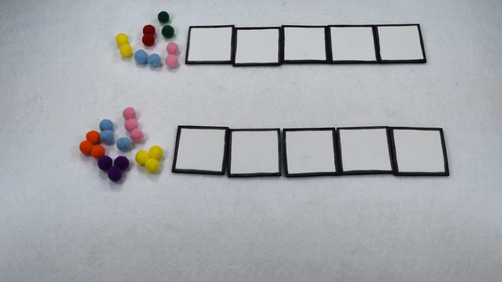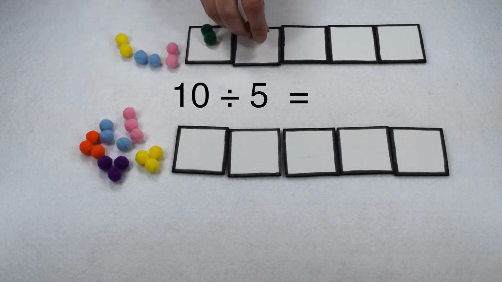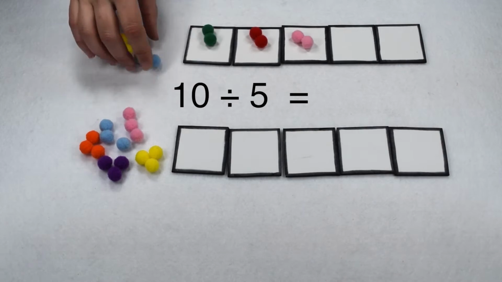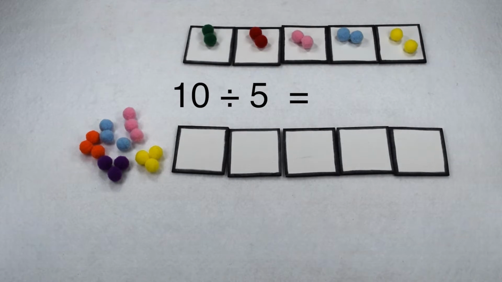A number is divisible by 5 if it ends in 0 or 5. Let's test it out using a couple different examples. Here we have 10 items that we want to split into 5 groups. If we start taking our 10 items and placing them into our 5 groups, we can see that we can put 2 items into each group. So 10 divided by 5 gives me 2. 10 ends in a 0, therefore it's divisible by 5.